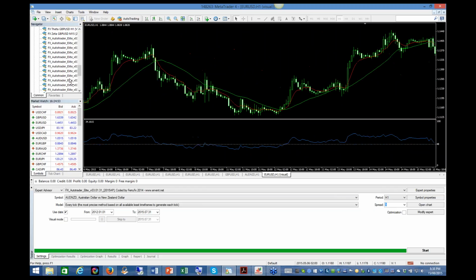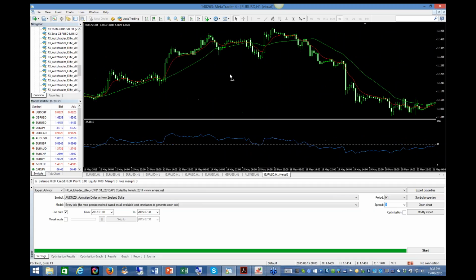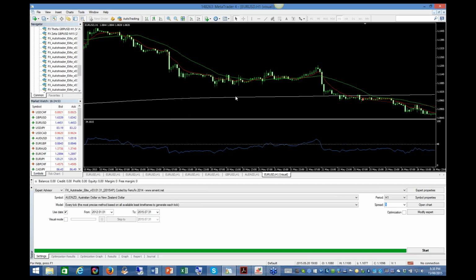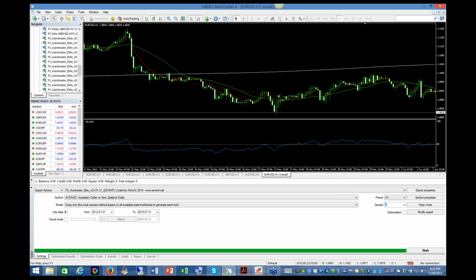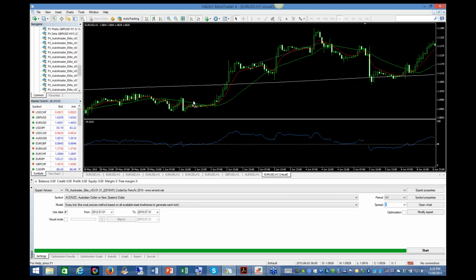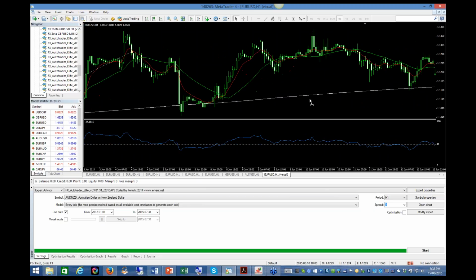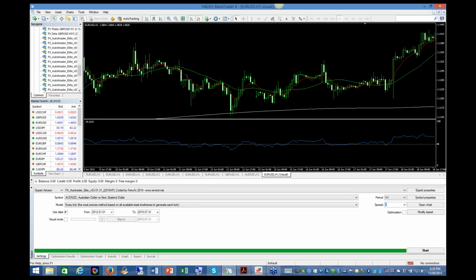So that works quite well, but certainly if I take away this longer term trend filter, then this strategy is no longer profitable. And I don't think I did this one in more detail.